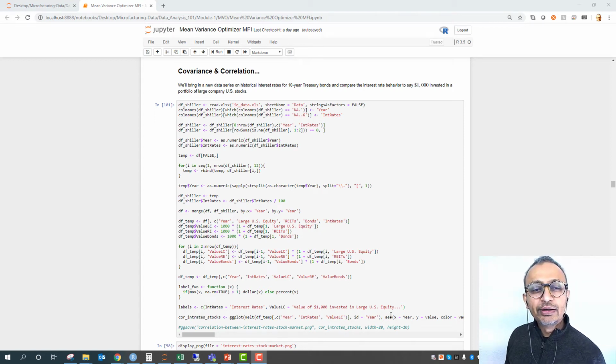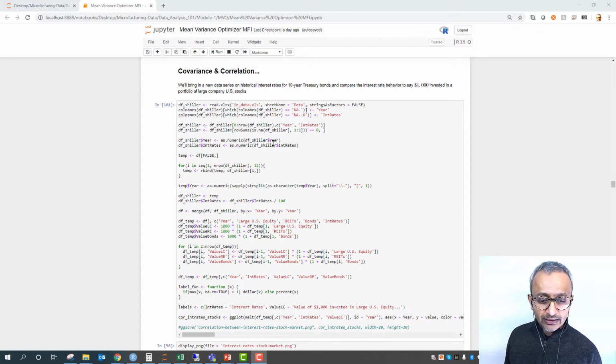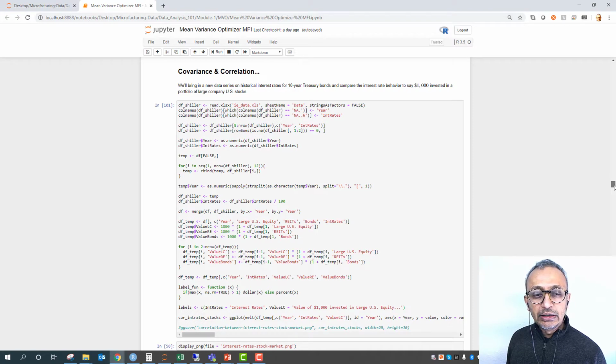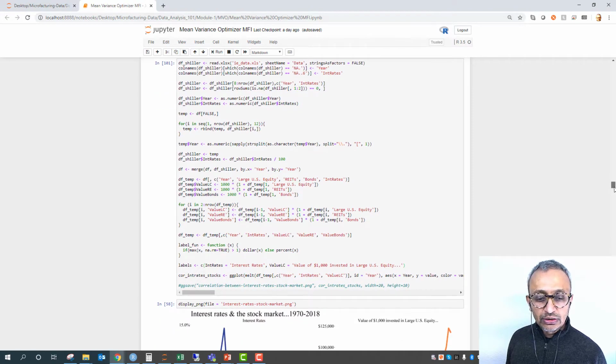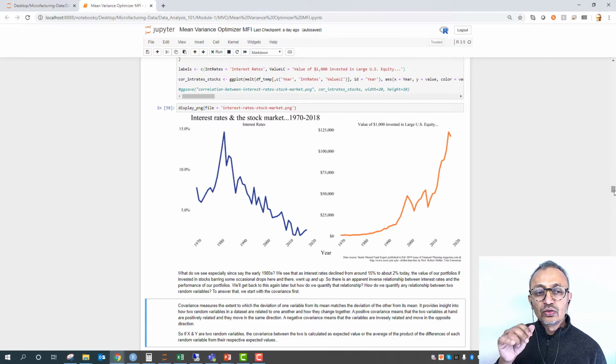So we'll look into covariance first and then correlation. Okay, so we're going to bring in another data set, which is interest rates over time. This data set goes back to the same years as we have for the different asset classes. And what is interest rates? So interest rate is basically, let's say you get to borrow.